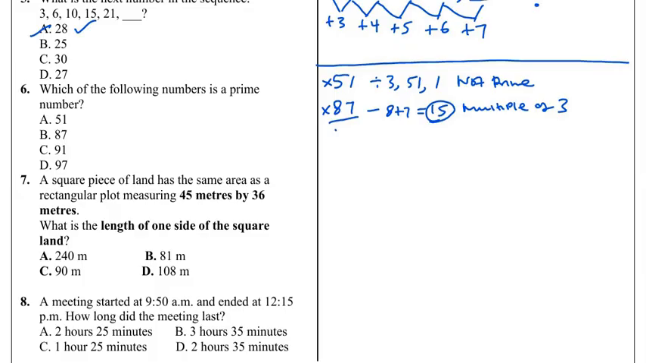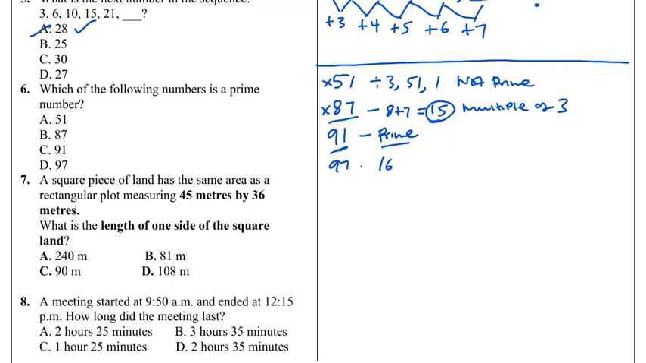We check 91. 9 plus 1 is 10. So 91 is still divisible. This one is actually prime. Let's check 97. 9 plus 7 is 16.